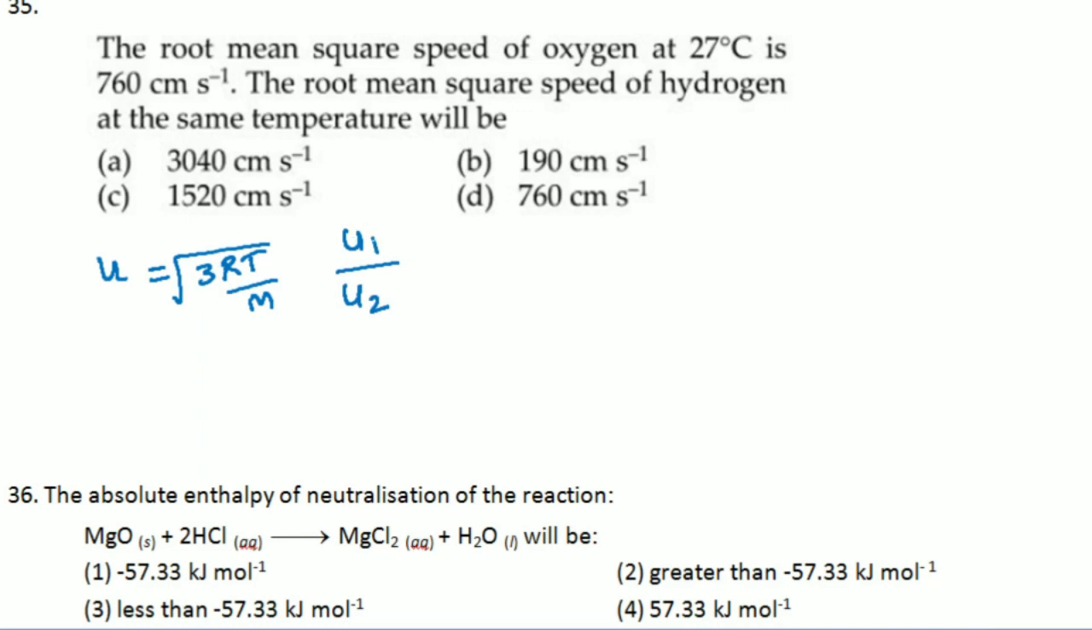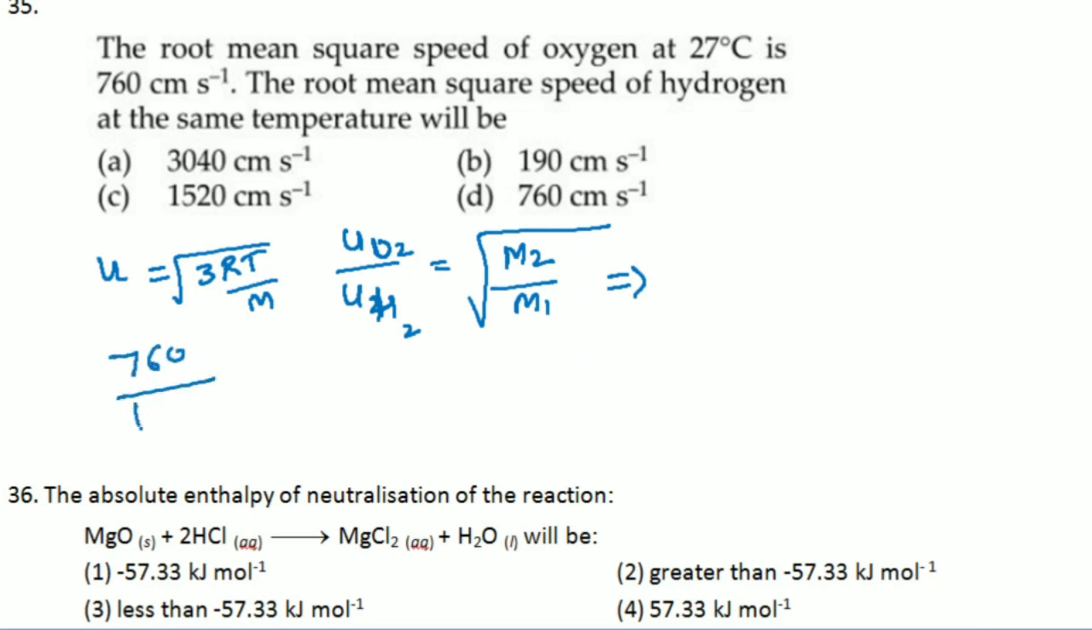The root mean square velocity of, we can consider it as oxygen and here it is hydrogen. We will consider hydrogen, I can write this as M2 divided by M1, because 1 by M is there, so M2 by M1. Right? So in this particular case, you can substitute here. U of O2 is nothing but 760 divided by U of hydrogen I want is equal to root of molar mass M2.